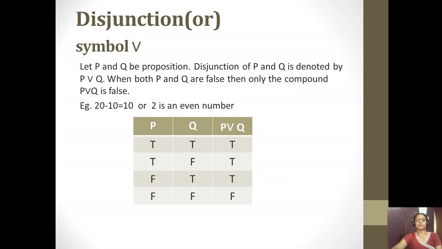Let P and Q be propositions. The disjunction of P and Q is denoted by P ∨ Q. P and Q are two propositions, and this is how we denote their disjunction. When both P and Q are false, then only the compound P ∨ Q is false. Otherwise it is true for the rest of the cases.